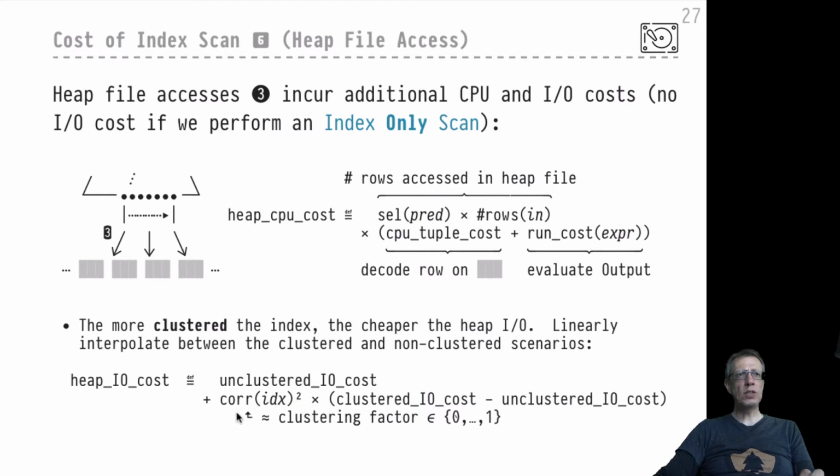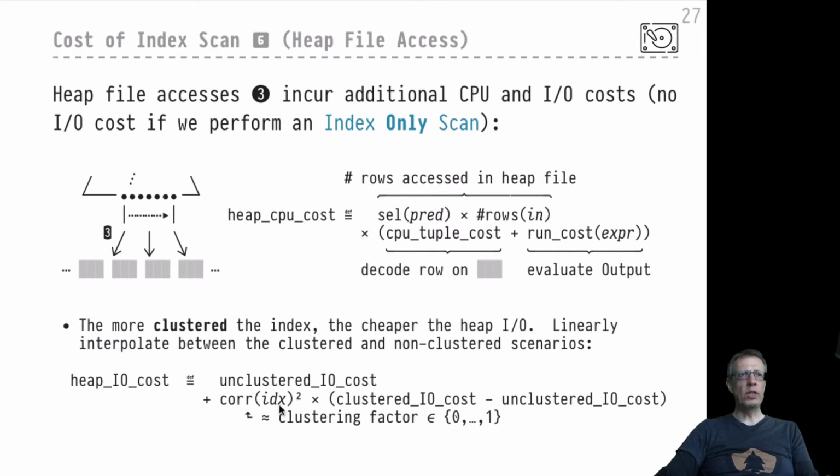If this particular value is 0, then we would incur the unclustered I/O cost case. So the heap I/O cost would be determined by the completely unclustered case. And the next slide, slide 28, will show you one particular cost formula for the unclustered I/O cost.